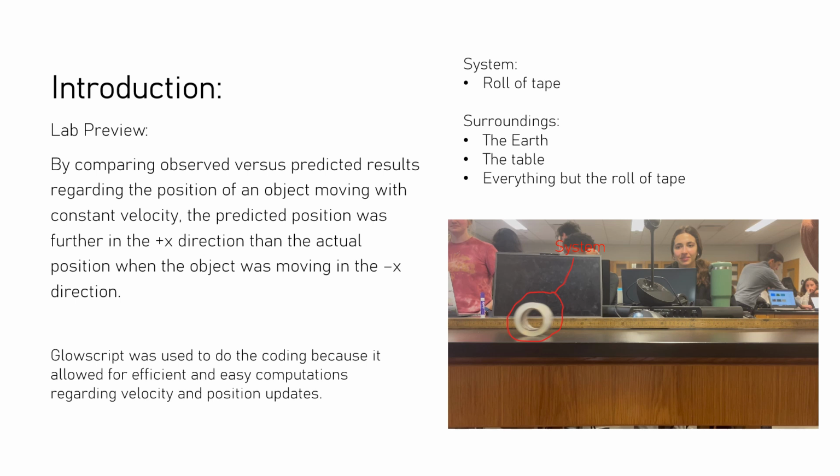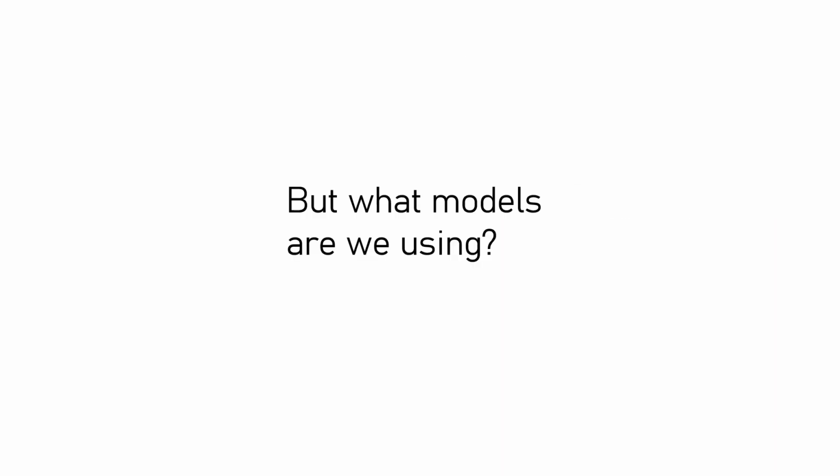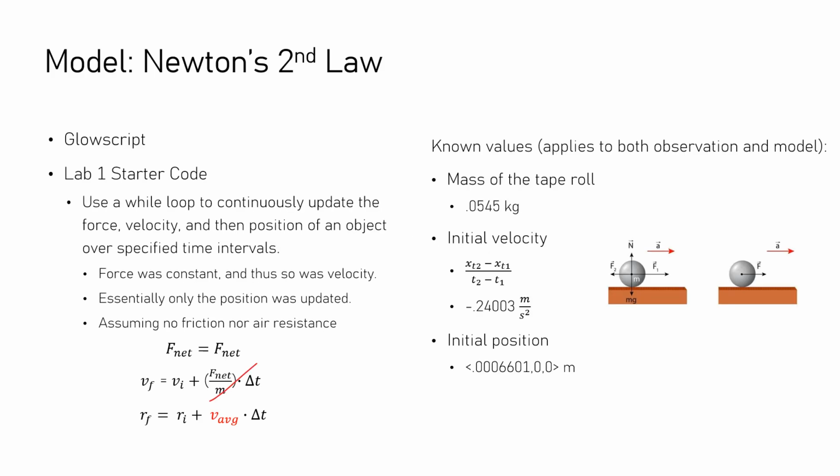Now, it must be noted that GlowScript was used to code because it allowed for efficient and easy computations regarding velocity and position updates. But what computational models are we actually using? The model used was of Newton's second law, which was previously discussed, so I won't go into it too much. But using GlowScript, a while loop was used to continuously update the force, velocity, and then position of an object over specified time intervals, which would get us the computational model.